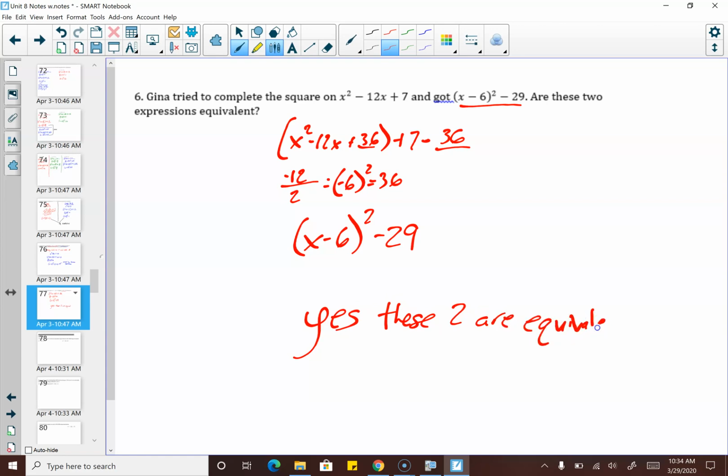So Gina followed the completing the square process correctly and got an equivalent expression, (x minus 6) squared minus 29. And that's going to be our introduction here to completing the square.